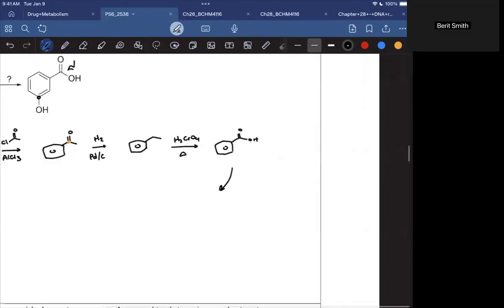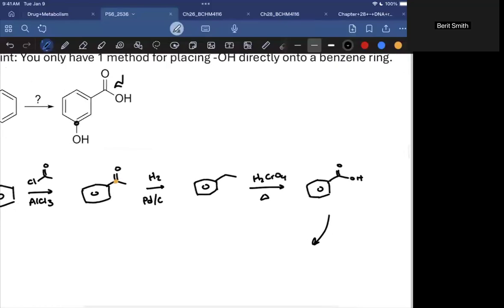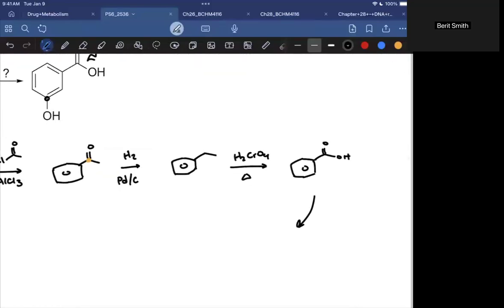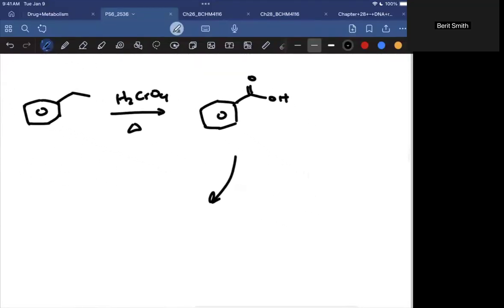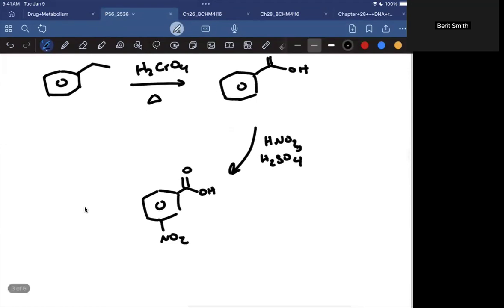And then now that we've got this carboxylic acid, we want to be able to add this alcohol. So the only way that we know how to do that right now is through the diazonium salt reaction. So the first thing we want to do, oh my gosh, is nitrate it. And then reduce that to an amine.